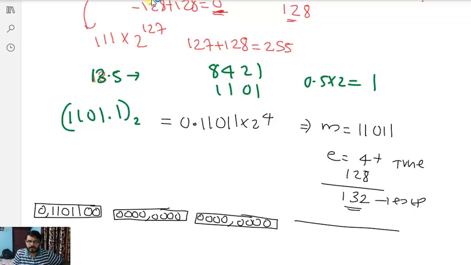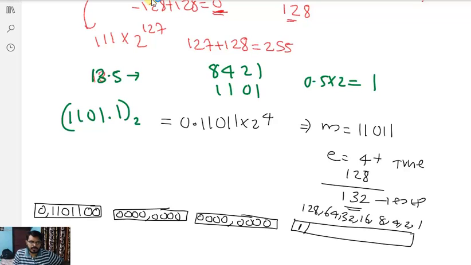Okay. In a biased exponent we have to represent 132. But 2 raised to 7, you would have 128. Now 128, then 64, 32, 16, 8, 4, 2, 1.